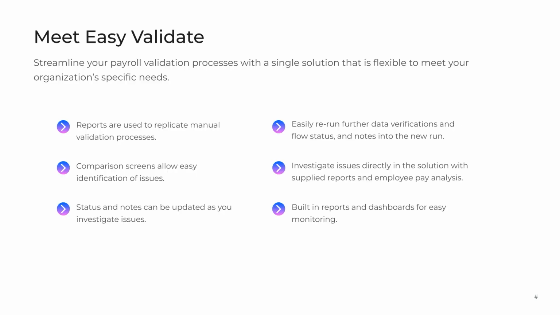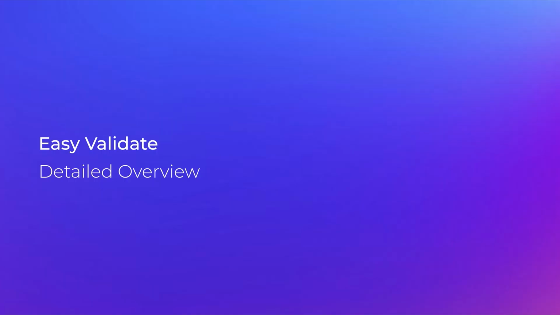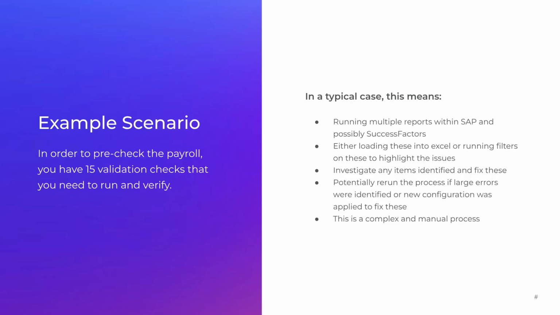EasyValidate uses reports to replicate manual processes, comparison screens to identify issues, and allows status and notes updates. You can easily rerun verifications and investigate issues using supplied reports and dashboards. Now let's take a look at EasyValidate. Imagine a scenario where you have 15 different validation checks before executing payroll. This typically involves running multiple reports, loading them into Excel, investigating issues, and potentially rerunning the process. This is complex and manual.